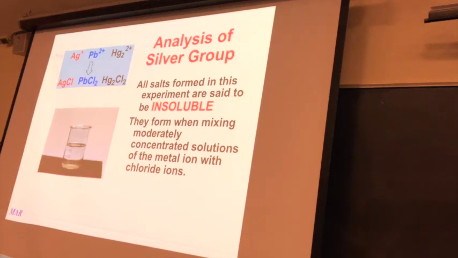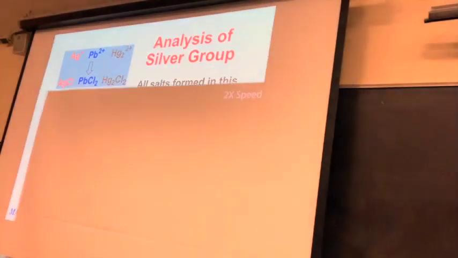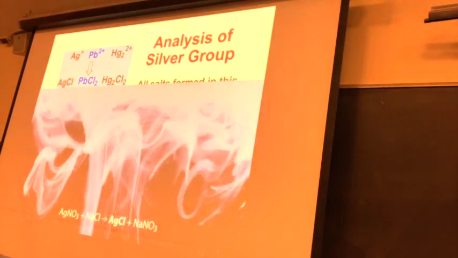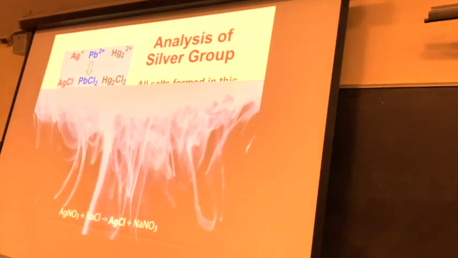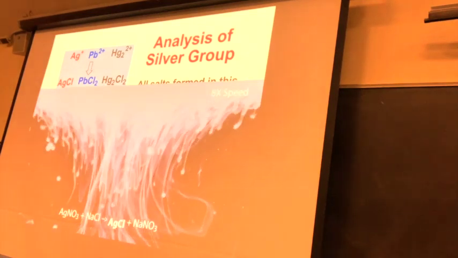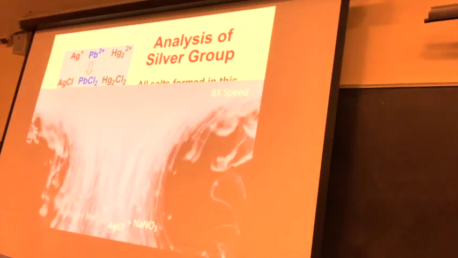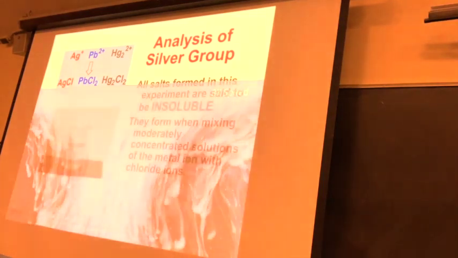So if you had these three ions together and you added a chloride source, and that could be the NaCl we were just talking about, or HCl, something like that, all of those will make insoluble metal compounds. This is kind of a cool little high-speed thing that's been slowed down. We looked at silver chloride formation in Chem 221 in the unknown chloride lab.